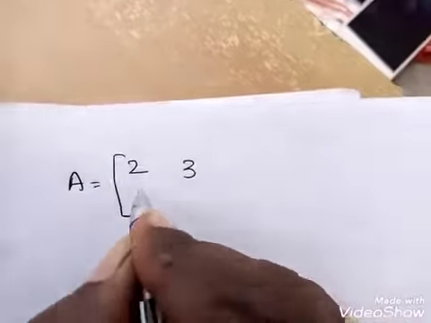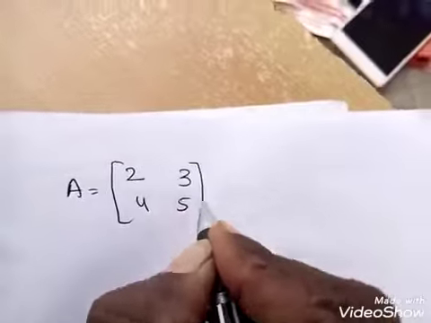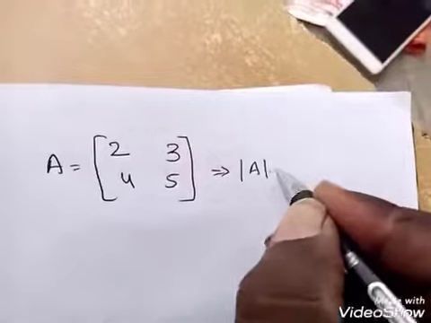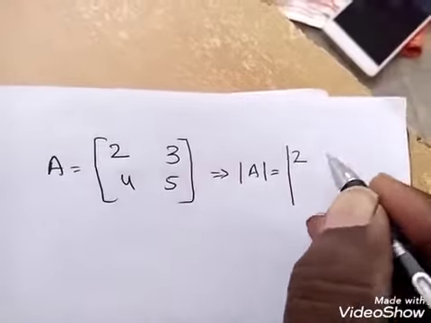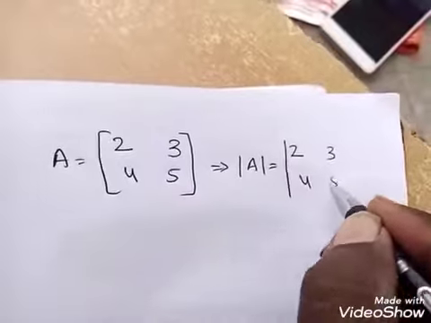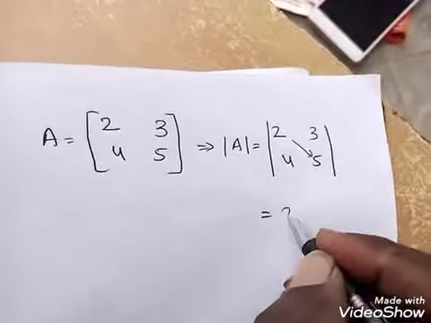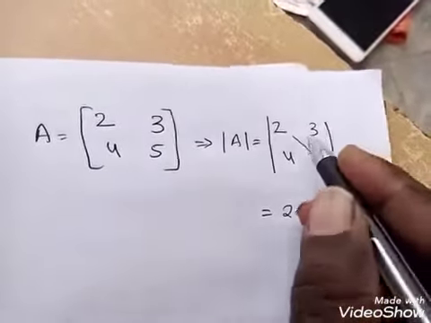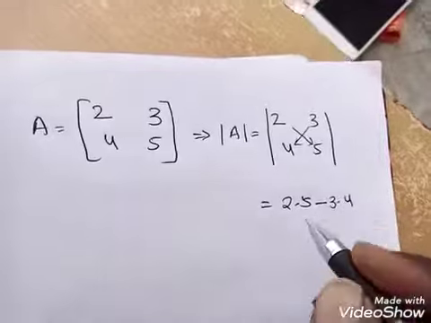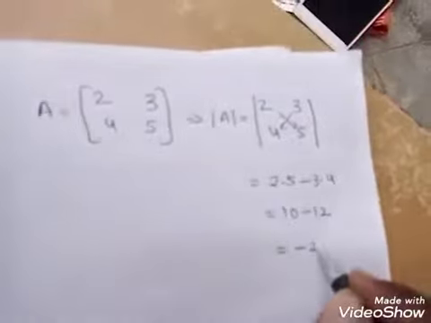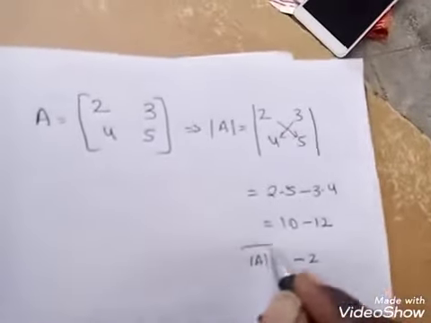Now observe one example. I am taking A equal to [2, 3; 4, 5]. Now what are you going to get for det A? Det A is equal to det of [2, 3; 4, 5]. Now observe, take the product: 2 into 5 minus 3 into 4. 2 fives are 10, minus 3 fours are 12, that is equal to minus 2. So det A is minus 2.